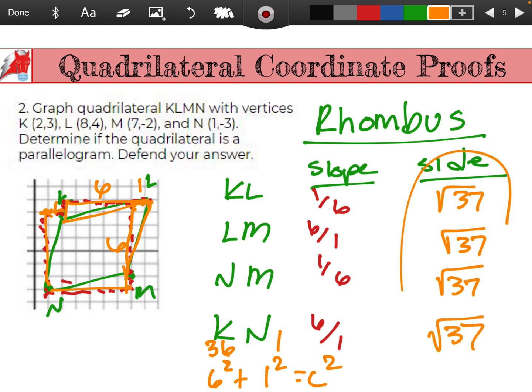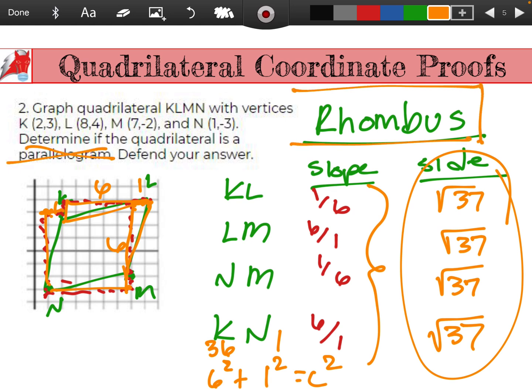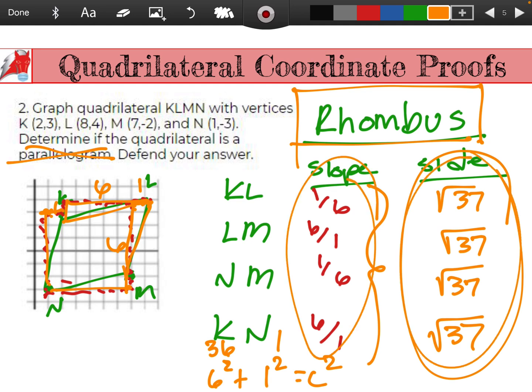Ooh, all the side lengths are the same. I have two sets of congruent, or of parallel lines. That means parallelogram is not the most accurate, and a rhombus is the winner. Okay? That's the basis for what we do. So even before we are trying to defend something, find the slopes, find the side lengths, and then make your decision on what you got. Okay?